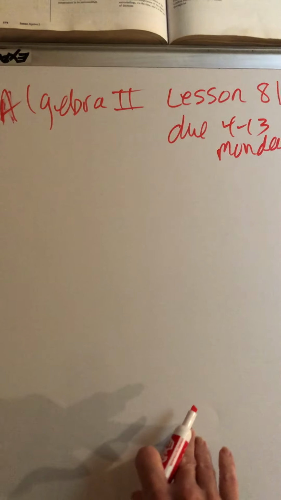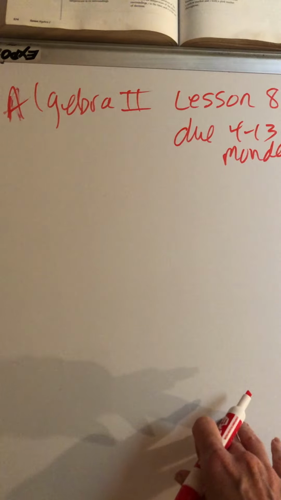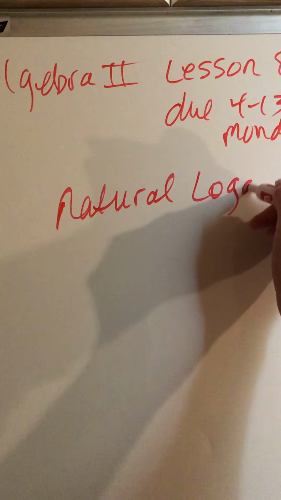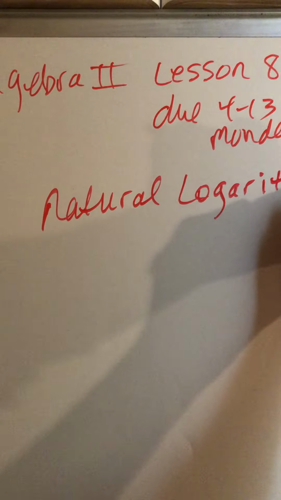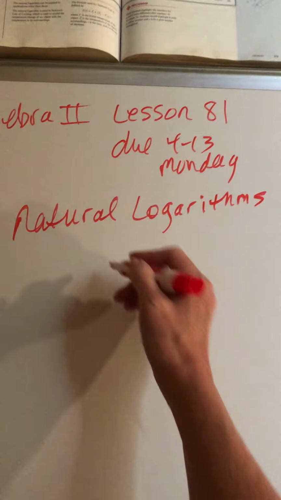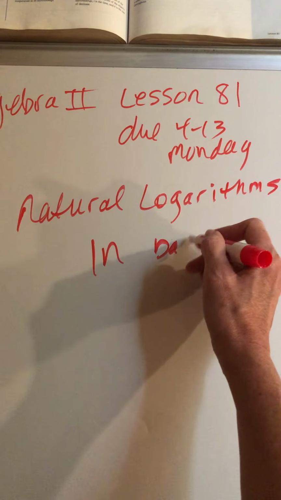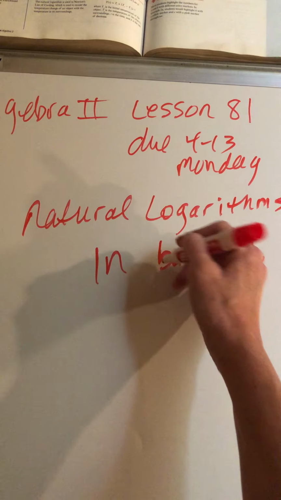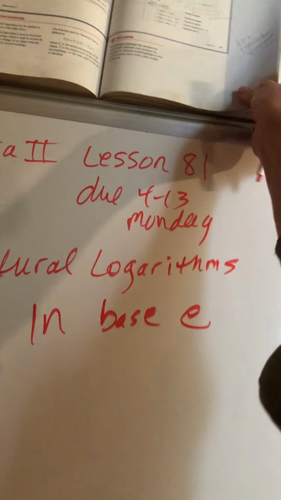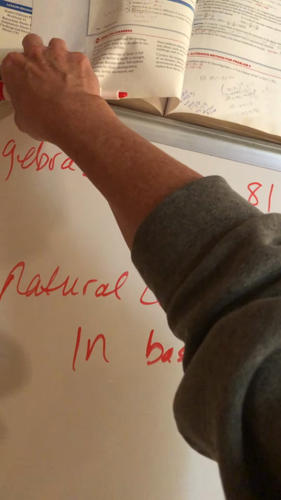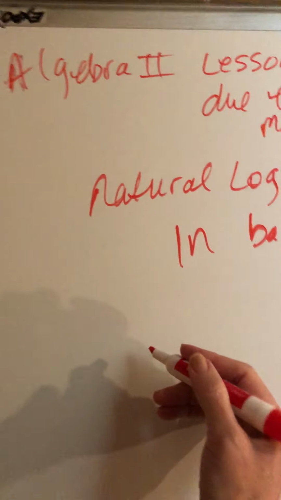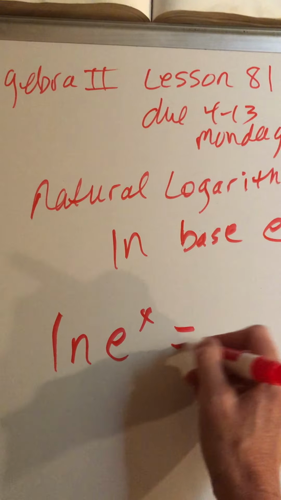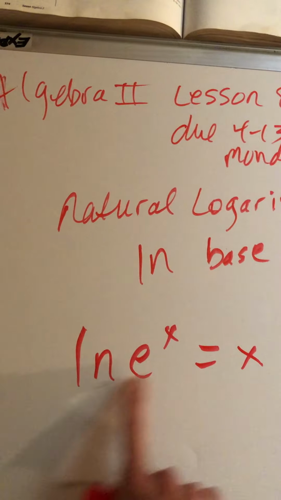Okay, this is the natural log, using natural logarithms, that ln that I've already shown you. So we're going to go over that again and talk about it a little bit more. Natural logarithms, that's the ln. The base for ln is e. So if you've got a natural log, the base is e. So if you have something like ln e to the x, that's going to equal x because ln and e cancel each other out.